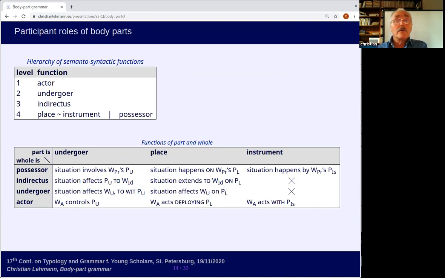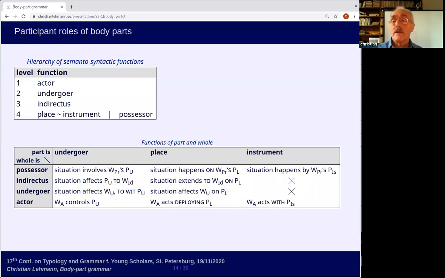Okay, now we come to the largest chapter, namely the various participant roles of body parts and wholes. First, about the semantosyntactic configurations that we have to take into account. Given a proposition with two arguments, W and P, which bear a possessive relation to each other, but this is not being predicated, then the proposition is about some situation which is not essentially possessive.